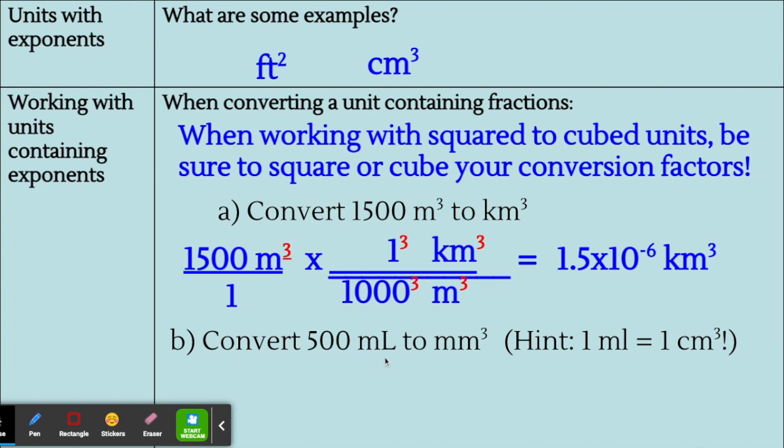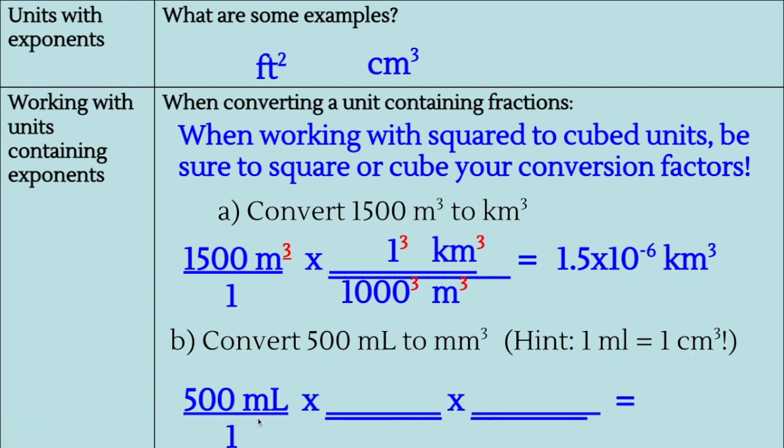Now let's try converting 500 milliliters to millimeters. This one's a little tricky because milliliters is already a volume and millimeters is also a volume. And there's an equivalency that we can use for that. That equivalency is 1 milliliter is equivalent to 1 cubic centimeter.